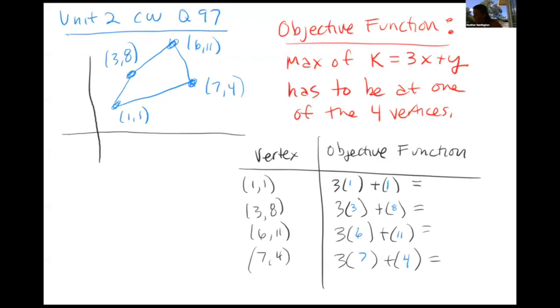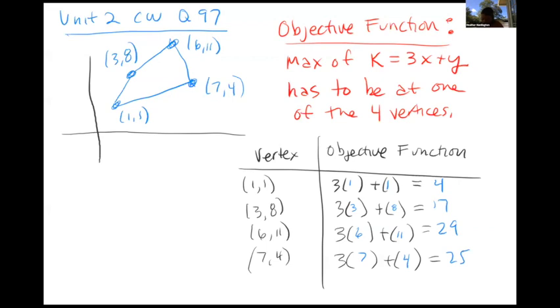Okay, now 3 times 1 plus 1 is equal to 4. Here, 3 times 3 is 9, plus 8 is 17. And here we've got 18 plus 11, so that's 29. And here we have 21 plus 4 is 25.